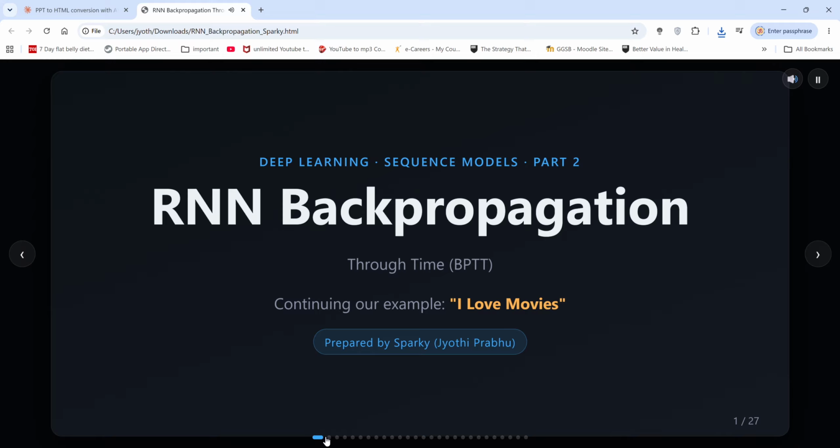Welcome back. Now that we've learned RNN forward propagation using our example, "I love movies," let's understand how an RNN actually learns, through backpropagation through time, or BPTT. This is how the network adjusts its weights to make better predictions.